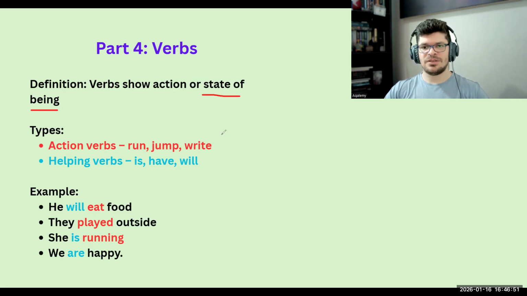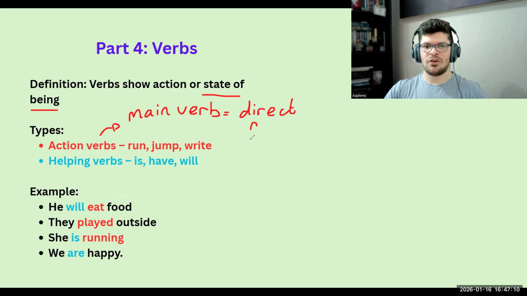Now, we have 2 types of verbs in general. We have direct understanding of action verbs. We call this one main verb. Why is it called main verb? It tells us direct understanding for action. Okay.